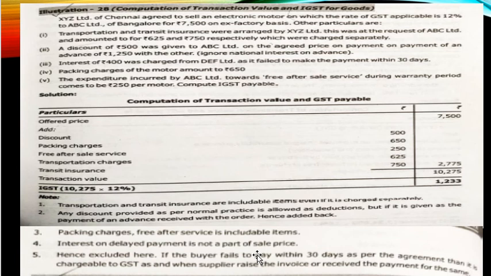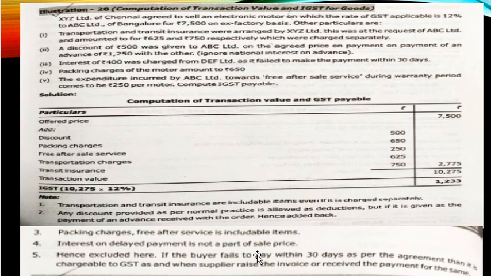The interest of rupees 400 was charged from DEF. DEF is not the party involved with the purchase and sales. As it is not involved with XYZ and ABC, this person is a third party.